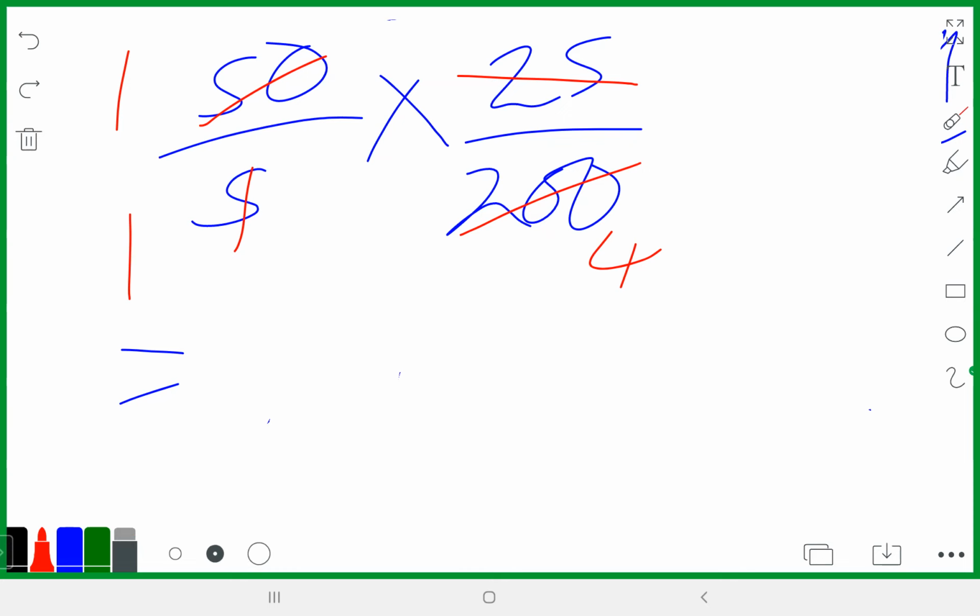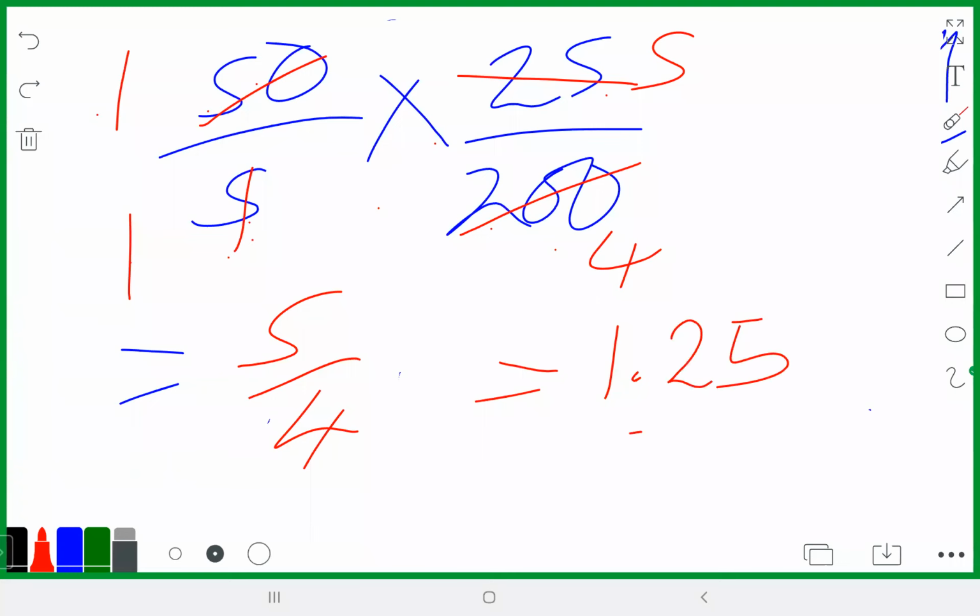Where do you get the 5? How do you get the 5, sir? Because you have 50 times 25 over 5 times 200, okay? So you can cancel 5 into 5, 1. 5 into 25, 5, right? 5 into 50, 10. 5 into 200, 40. So you have 5 over 4, which is basically 1.25. And the answer is positive.